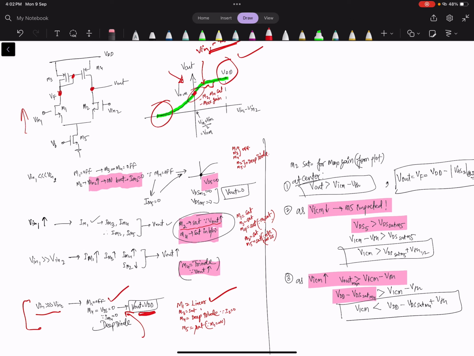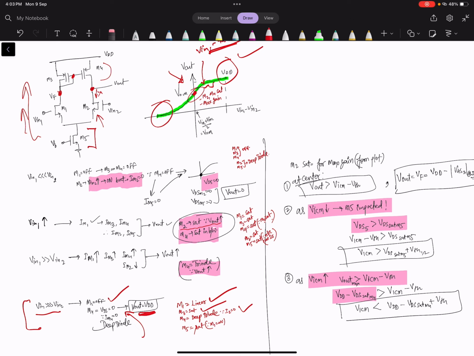M3 is always in saturation. M4 is in deep triode, because no current is flowing through it, so it is not able to flow any current here. That is why it is deep triode, because it is on. And M5, since M2 is off, M5 will be in what? Saturation, because there is a current through this branch, and we have enough voltage available.